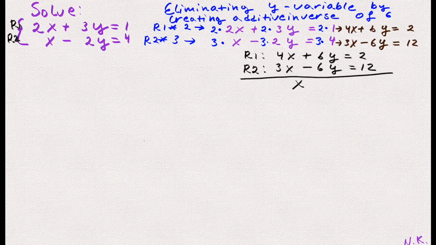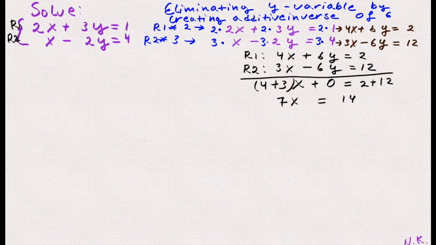Now that we have 6 and negative 6 additive inverses, we add columns, we add like terms. So we have x variables 4 plus 3. For y variables, we have 6y minus 6y, which is just equal to 0. That's what additive inverses do. That's what elimination does. It eliminates one of the variables. And we get 2 plus 12 on the other side. So now we have 4 plus 3, 7x equals 2 plus 12, 14.